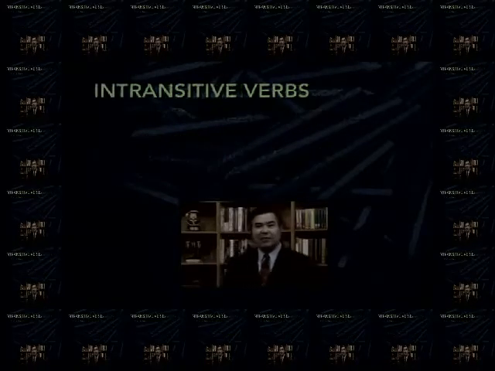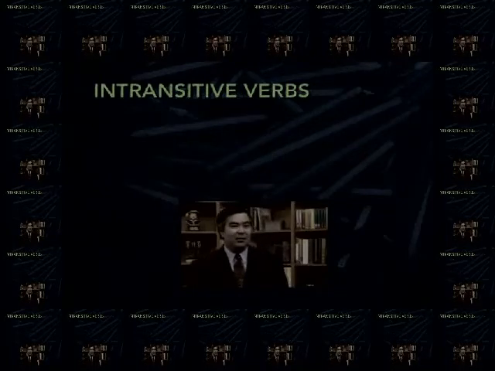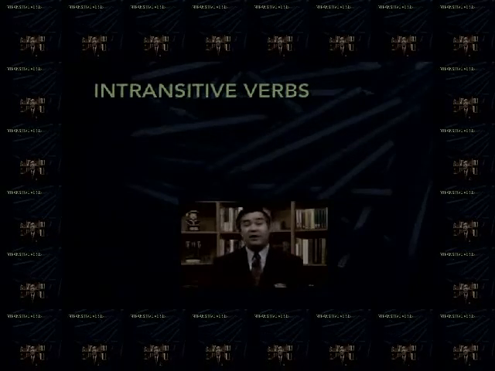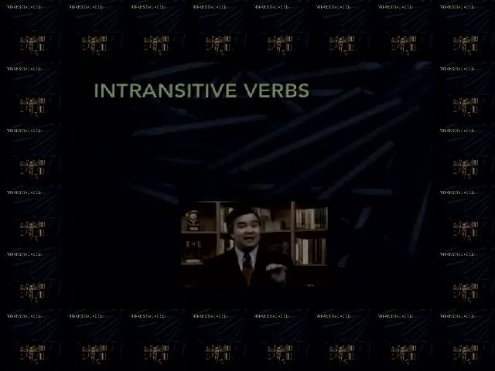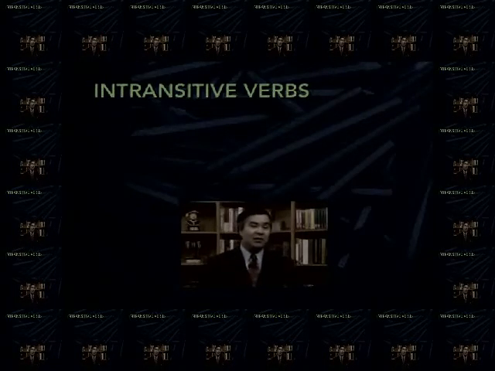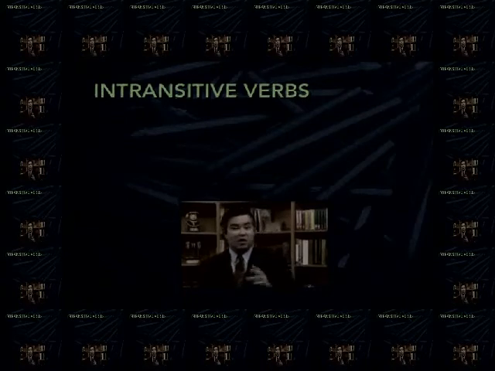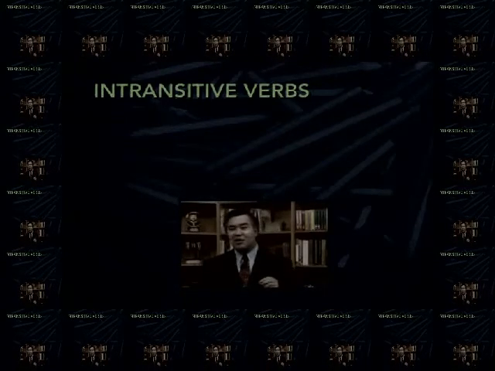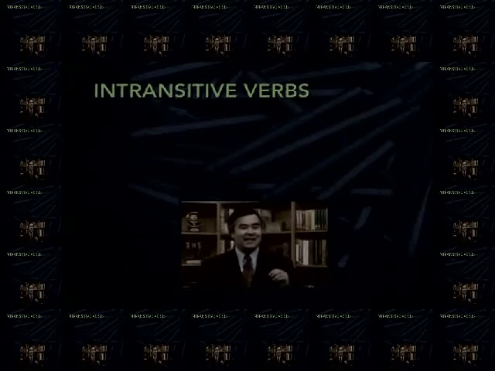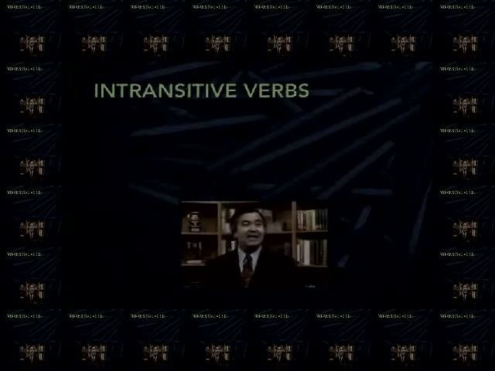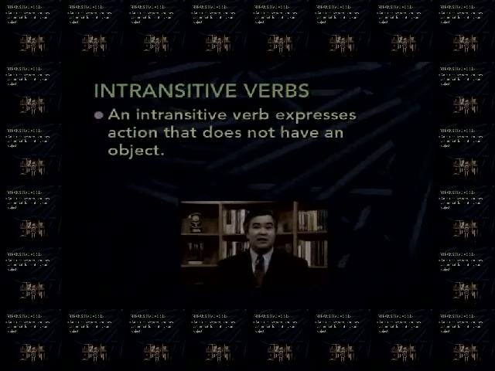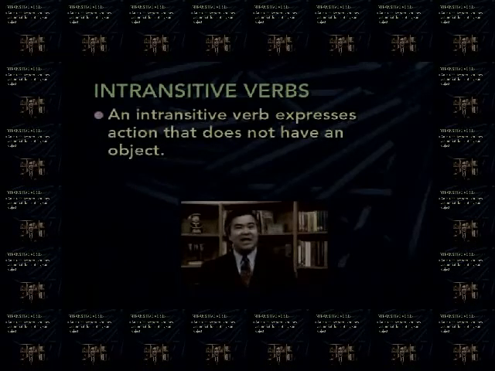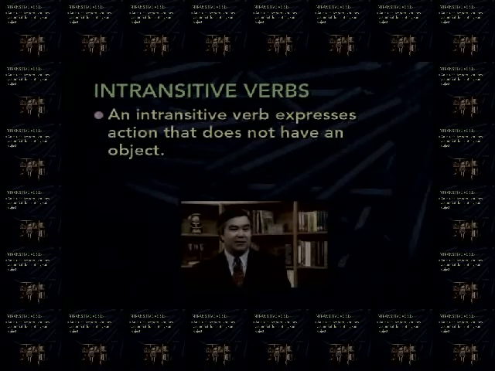Now, the second type of verb is an intransitive verb. As you may know, the prefix in- in English usually means not. It takes the meaning of the word and reverses it or negates it. So you might be able to guess that an intransitive verb is a verb that is not transitive. And that's exactly right. Here's the definition. An intransitive verb expresses action that does not have an object.